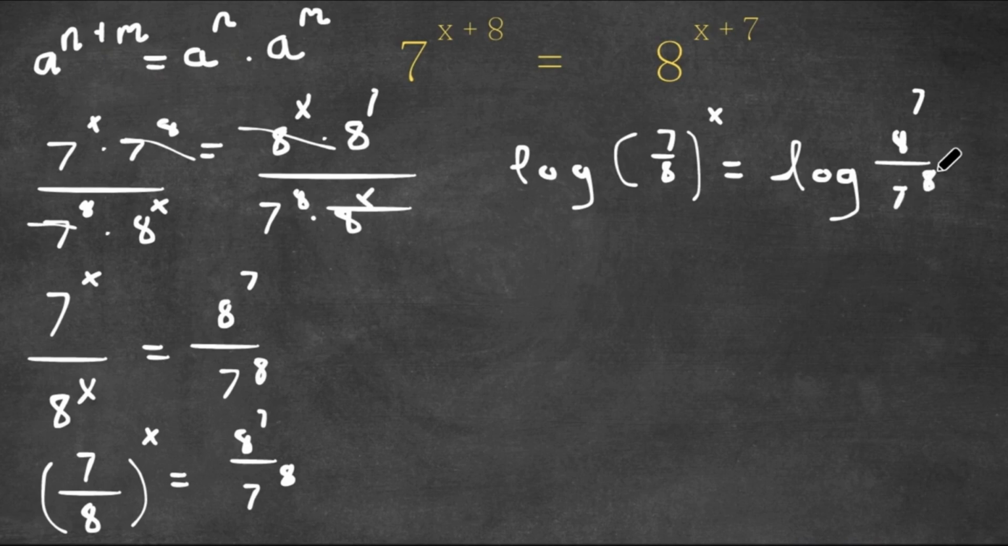And the power property of logarithms states that if we have a power for the logarithm, which in this case is x, we can actually move this to the front of the logarithm. So now this is actually going to be equal to x times log 7 over 8.